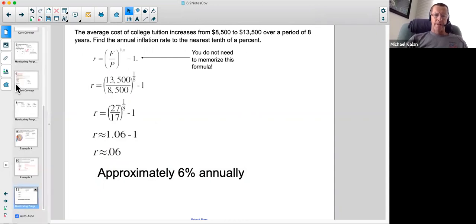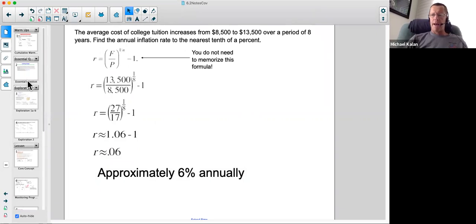All right, and I think that does it for 6.2. A lot in there. Just make sure you go back and have your notes available for you when you work on the BIM stuff. I'm here to help you.